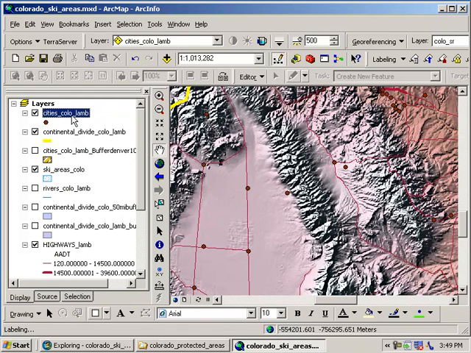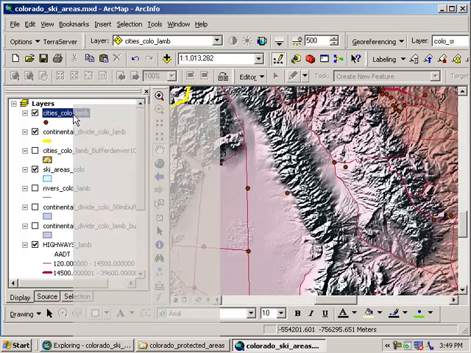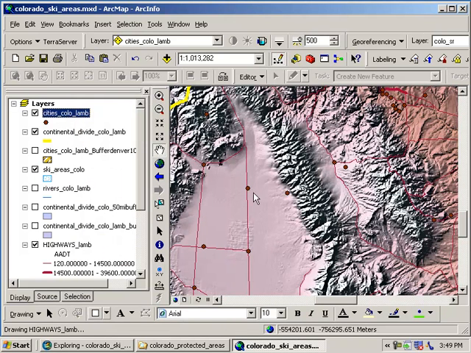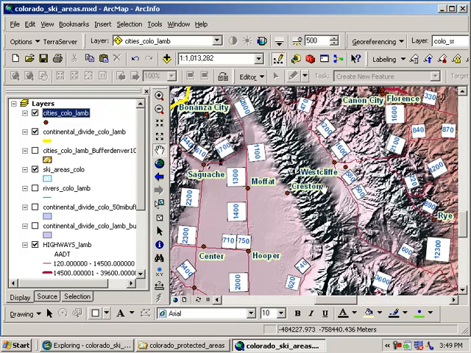Let's make sure I just didn't turn them off, which I think I just did. Yes, I did. Just turned them back off. Now I'll turn them back on. But take a look at those cities. Cities like West Cliff, for example, Crestone, they would be markedly different kinds of cities. Their whole character would be altered if there were major ski areas in that area, right?